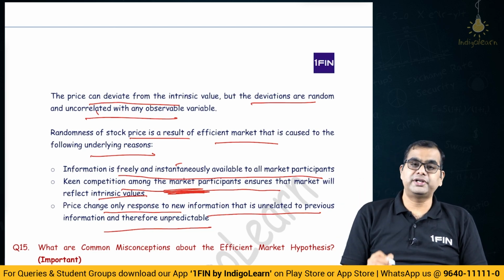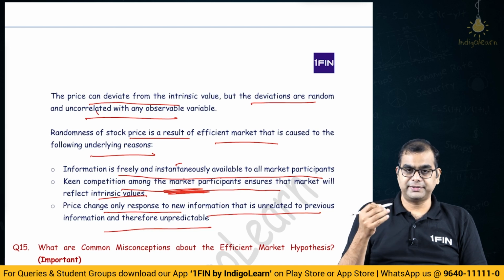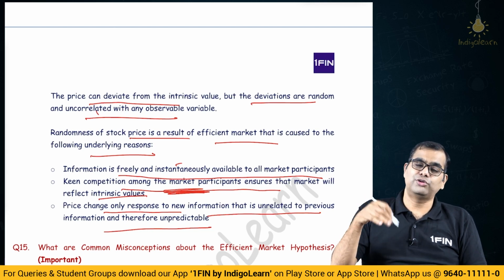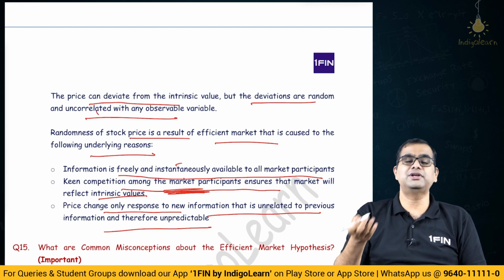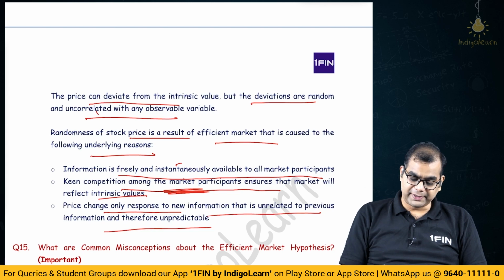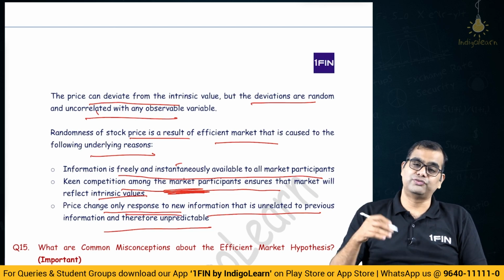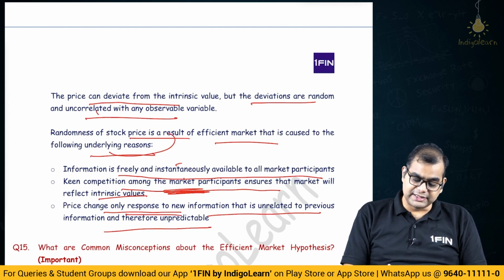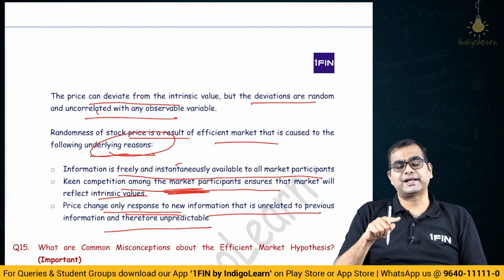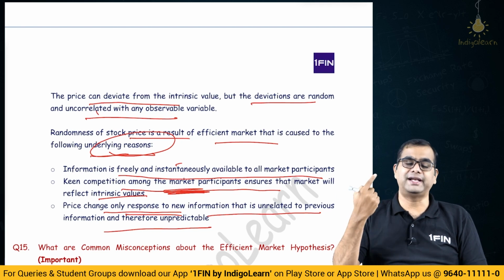There is a lot of competition among market participants. So each one comes out with new analysis, new research, new information, which is random. Right, and price changes are a response to the new information. So these are the underlying reasons why in an efficient market the price movement is very, very random.